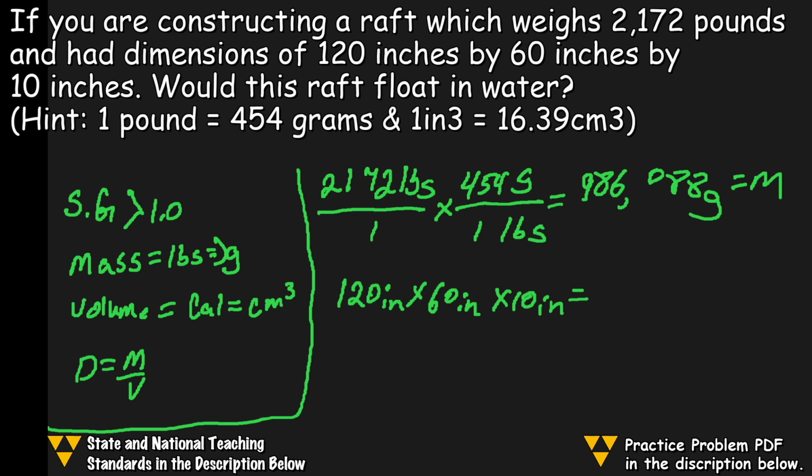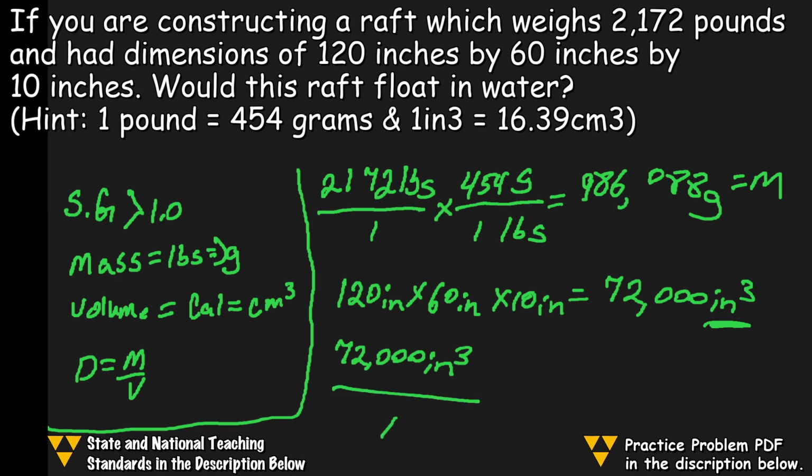When we do that, we get 72,000 cubic inches. Okay, notice this is not cubic centimeters, so we are going to have to convert. So what we have to do is take our 72,000 cubic inches, put it over 1. We have to get rid of inches. We are given a relationship that 1 cubic inch is 16.93 cubic centimeters.